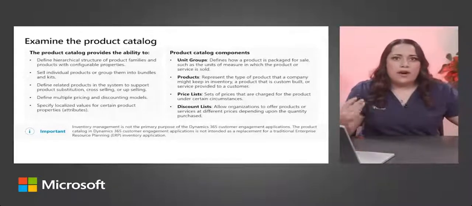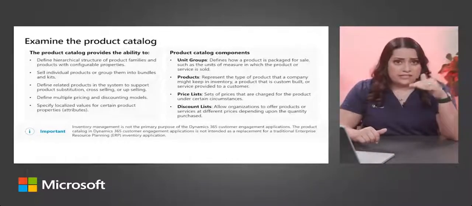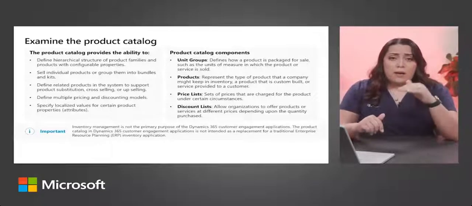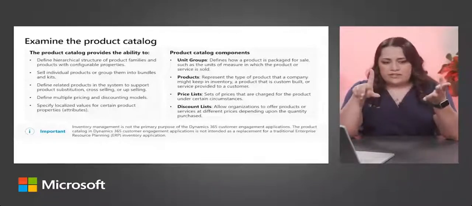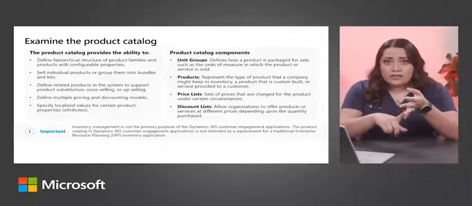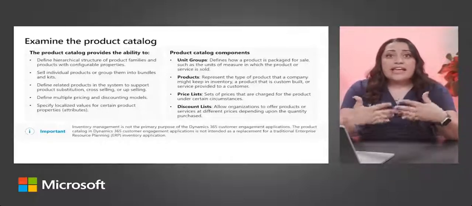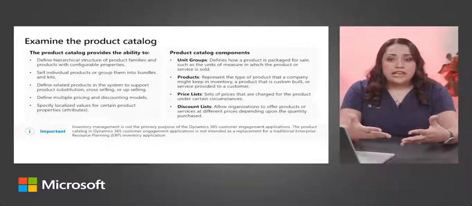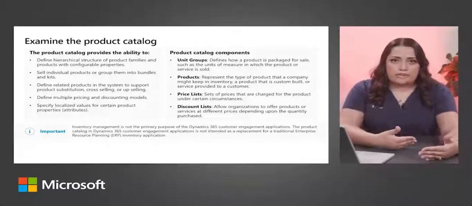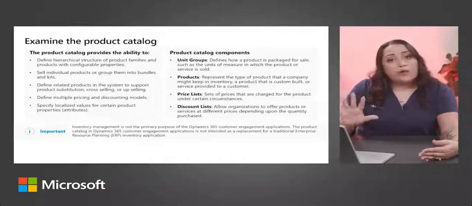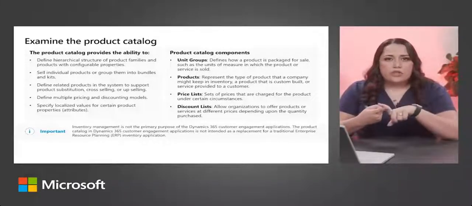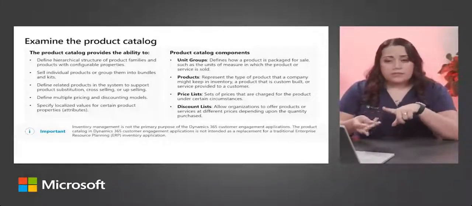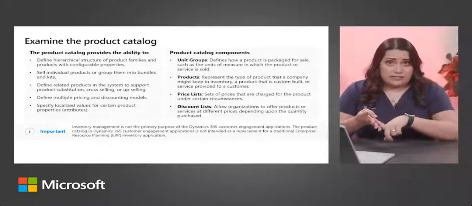Now, a typical product catalog usually includes a list of all the products that you sell, but it also has all of the different pricing options. What's the difference between retail pricing versus wholesale? And what this does, it helps your sales team understand how that product is going to be sold. And so when we're looking at the product catalog, there are four main categories. We have the unit groups, the products, the price lists, and the discount lists.